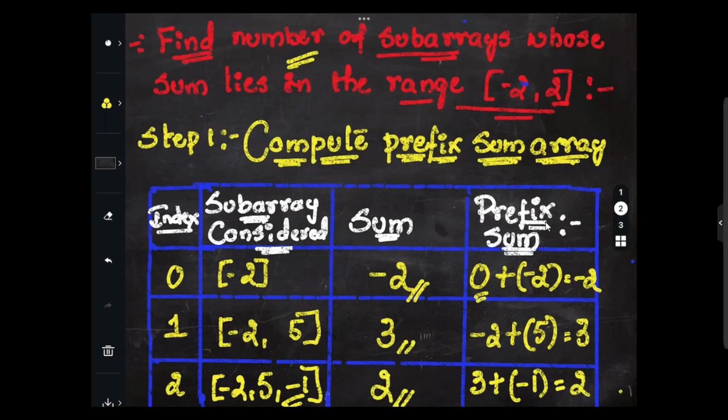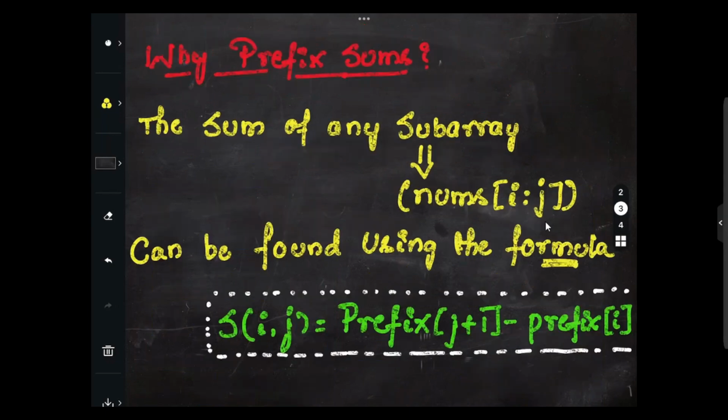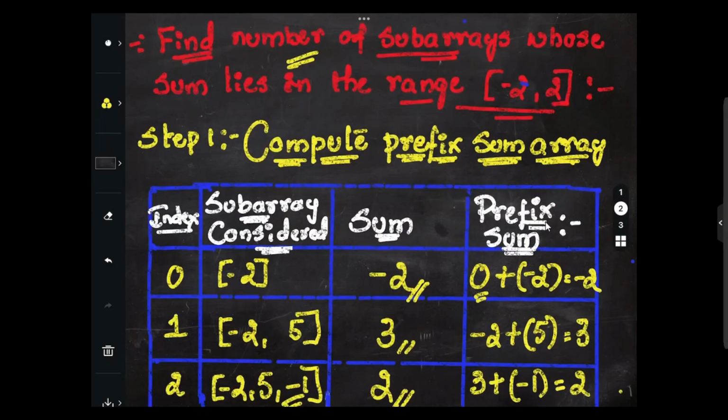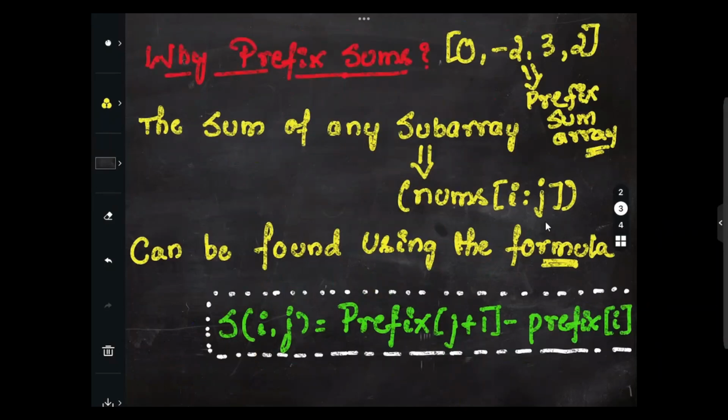So we are calculating the prefix sum array here. This will be -2, 3 and 2. So our prefix sum array here will be 0, -2, 3 and 2. This will be our prefix sum array. So how did we get this one? From the previous step. -2, 3 and 2. Initially it was 0. 0, -2, 3 and 2 is our prefix sum array. I hope this is completely clear.